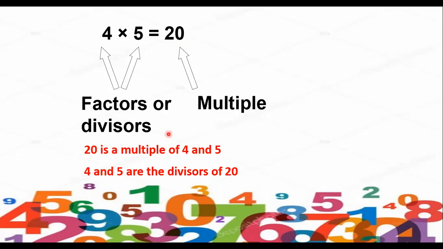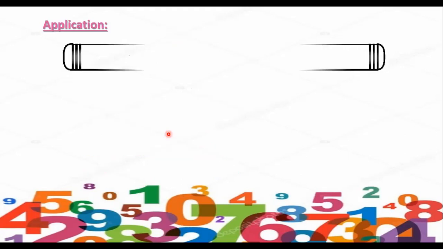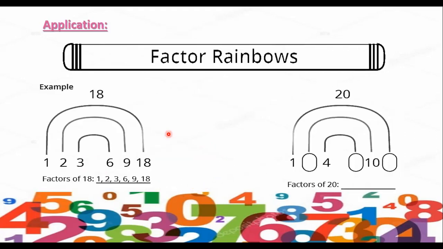Okay, do I have an easy way to find the divisors? Yes. The easiest way to find all the divisors is the factor rainbows. Okay, how to find the divisors? For example, I have to complete this one. So I want to find all the factors of 20. I have to complete the missing numbers.